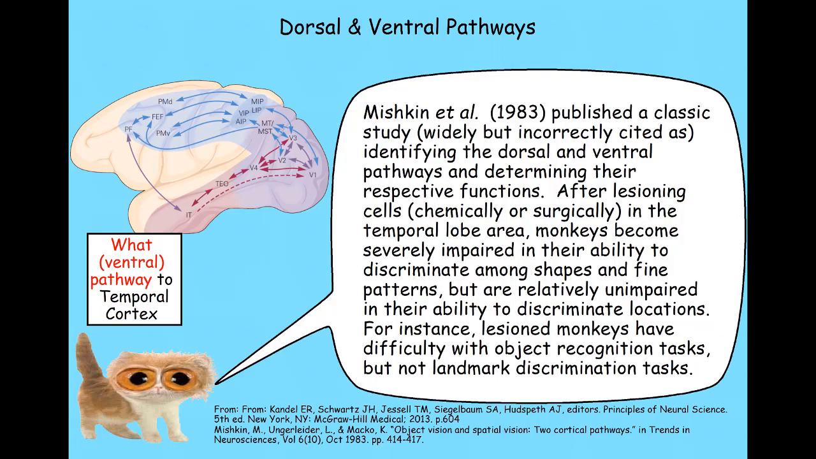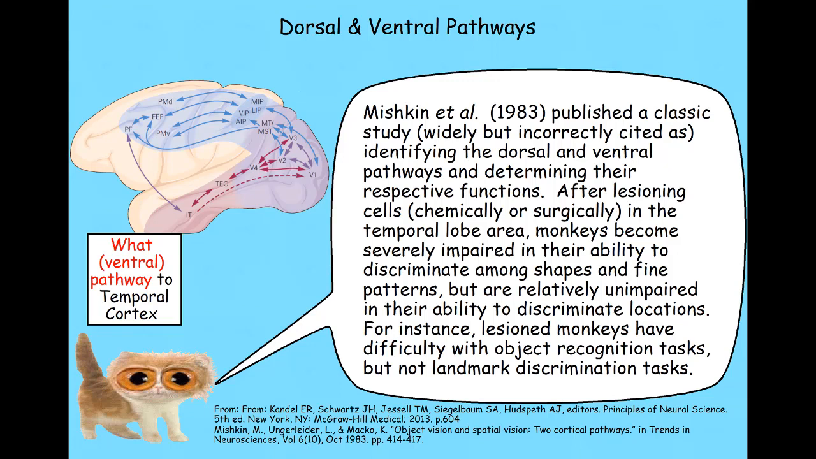Now, there is a sort of famous tale that Mishkin et al. in 1983 published a classic study. People widely but quite incorrectly cite this as identifying the dorsal and ventral pathways and determining their respective functions. While they did do this, and it was published and did become famous, these pathways were known to be separate. In fact, comparative evolutionary biologists, many of them Russians, all the way back in the 1920s, had distinguished between these two pathways and looked at their evolutionary development in vertebrates. So the story is sort of true, but it's really not.